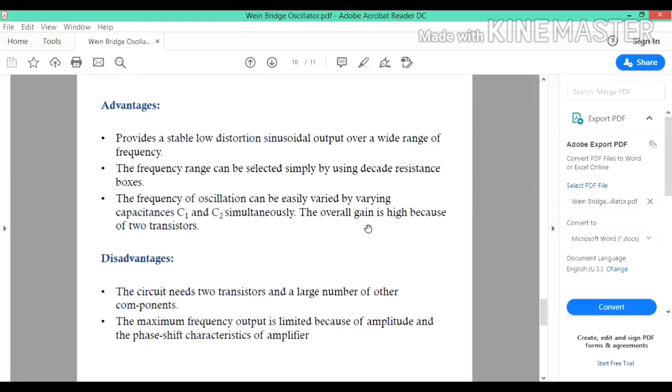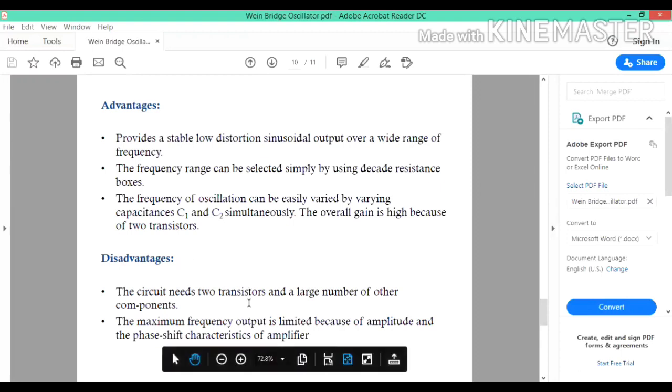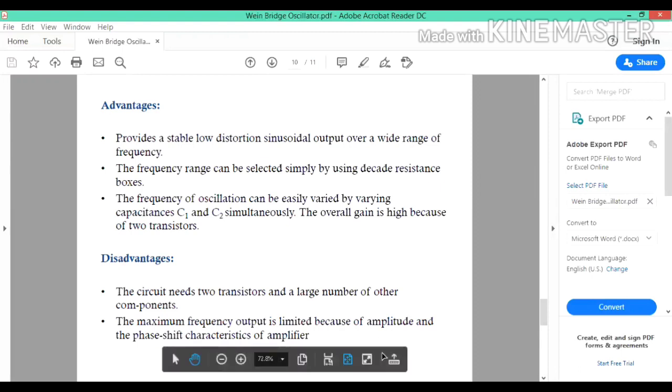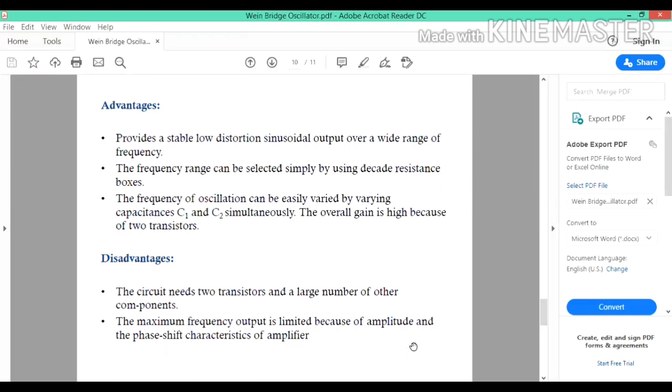And the next thing, the disadvantages: the circuit needs 2 transistors. So the circuit structure will be a little bit bulky, and the maximum frequency output is limited because of the amplitude and phase shift characteristics of the amplifiers. We cannot get high frequency values in this Wein bridge oscillator.